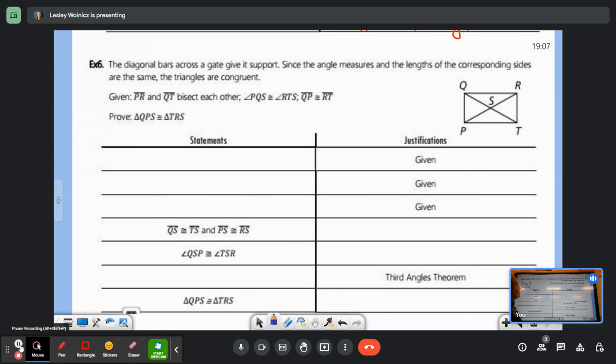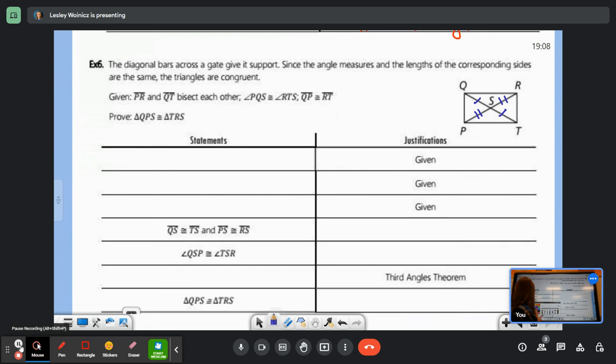Okay, we've got these diagonal bars across a gate giving it support. Yeah, we've all seen that. Since the angle measures and the lengths of the corresponding sides are the same, the triangles are congruent, but we are going to have to prove that. So we know that PR and QT bisect each other, just like on our last proof. So PR bisects QT and QT bisects PR.